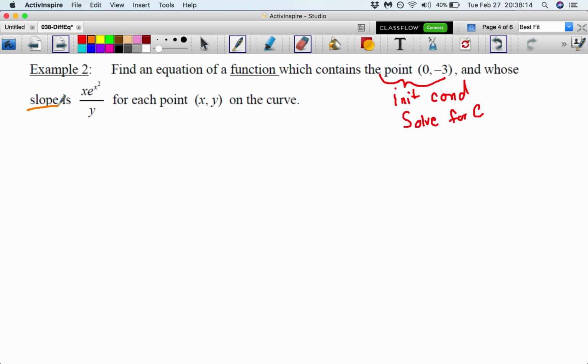Well, slope, that's a funny word. What's the calculus word for slope? Derivative. The derivative is the slope of a tangent line.